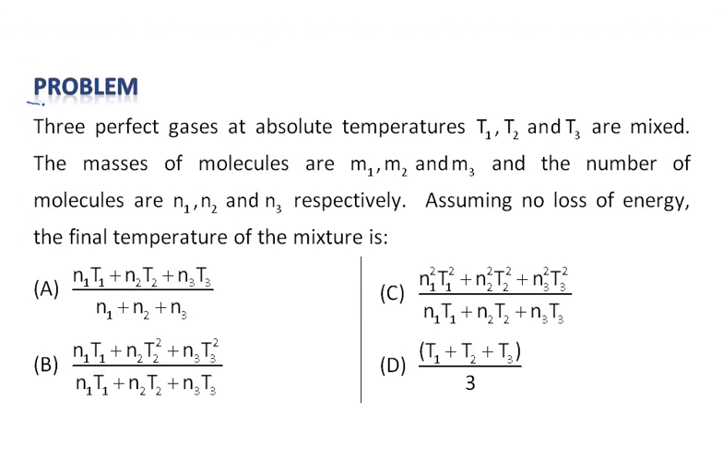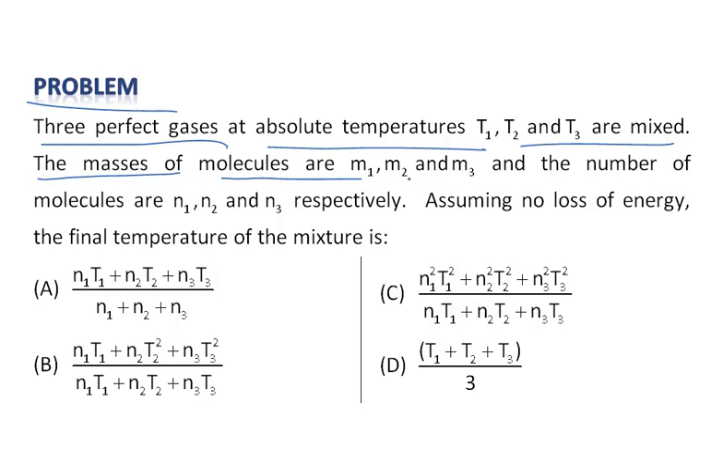Now let us look at the third problem. Three perfect gases at absolute temperatures T1, T2 and T3 are mixed. The masses of molecules are m1, m2 and m3 and the number of molecules are n1, n2 and n3 respectively. Assuming no loss of energy, the final temperature of the mixture is.